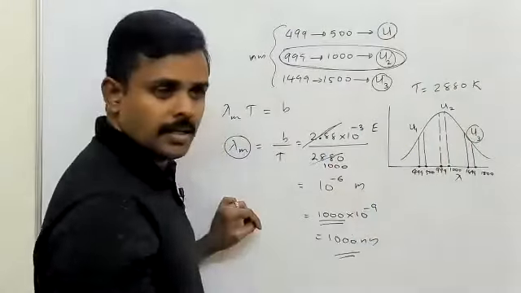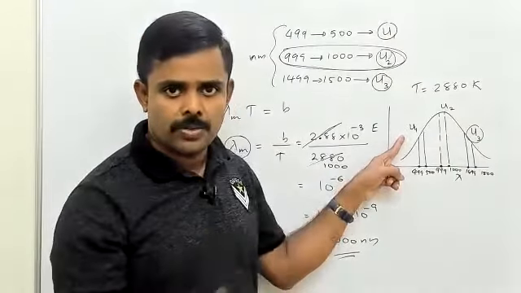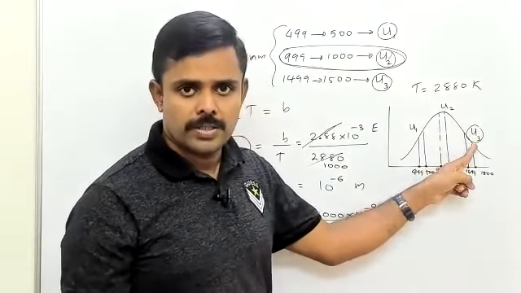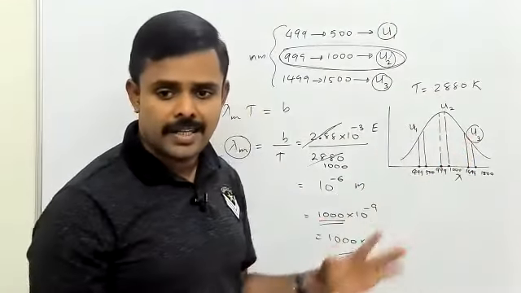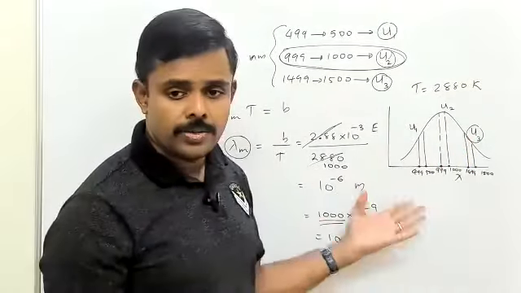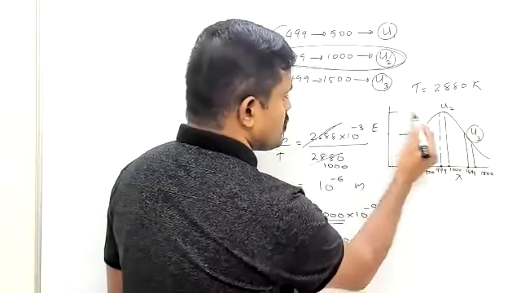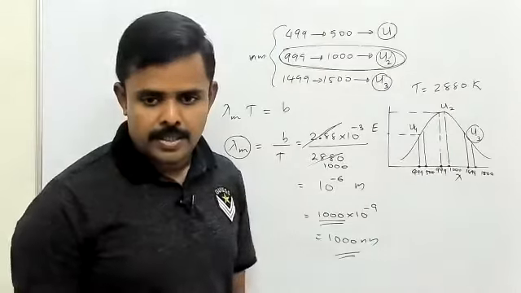Is U1 0? No. Option A is ruled out. Is U3 0? No. So option C is also ruled out. Then between the remaining options, it is U1 greater than U2 or U2 greater than U1. U2 is greater than U1. Look at this. This is U1. This is U2. U2 is greater than U1. Did you understand?